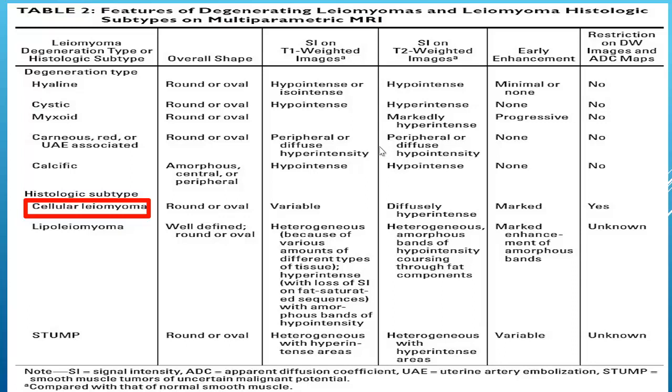Then we have the STUMP, which is the smooth muscle tumor of uncertain malignant potential. It is heterogeneously hyperintense in T1, and it shows heterogeneous hyperintense areas on T2. Contrast enhancement is variable, and restriction is also unknown.